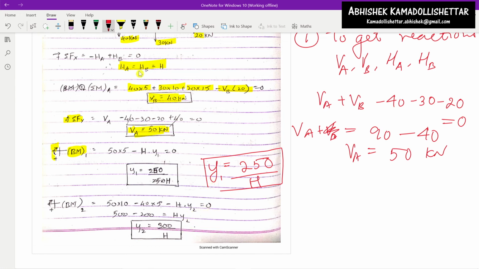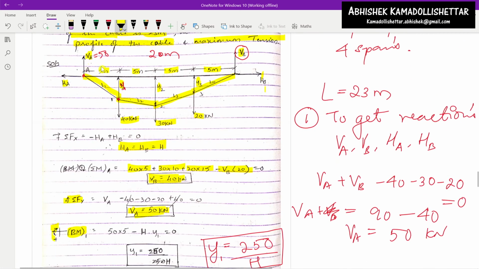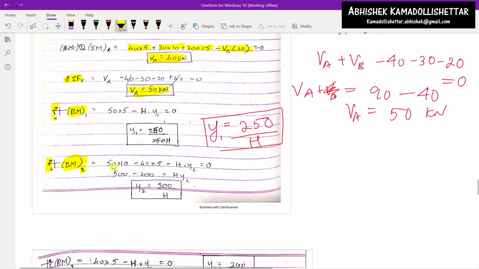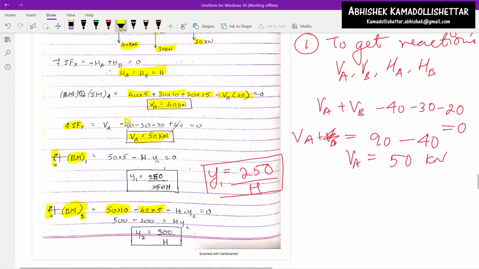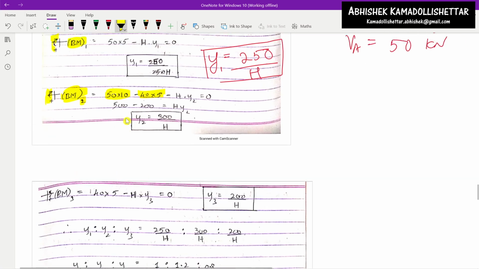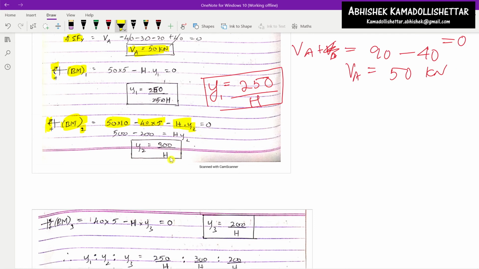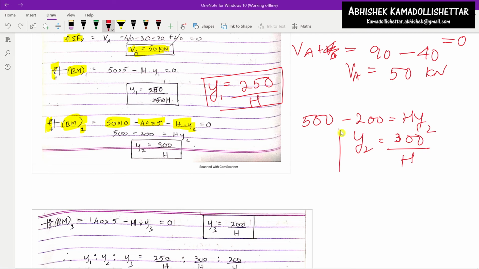Similarly, we need to calculate the bending moment at location 2. Again, we take the left side, clockwise positive. VA into 10 meters, so 50 into 10, minus 40 into 5, the point load at location 1, minus H into y2 is equal to 0. So 500 minus 200 is equal to H into y2. Therefore y2 is 300 divided by capital H.